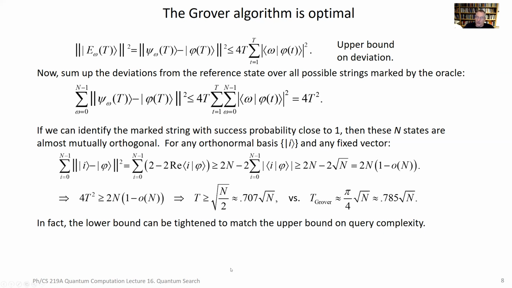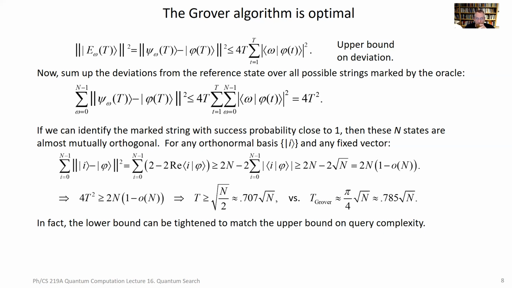Then with Grover's algorithm, the number of queries used is pi over 4 times the square root of n, just a little bit bigger, 0.785 times the square root of n. And that's pretty close. So we have an upper bound on the number of queries because we know we can get probability essentially 1 for finding the marked state using Grover with 0.785 square root of n queries.